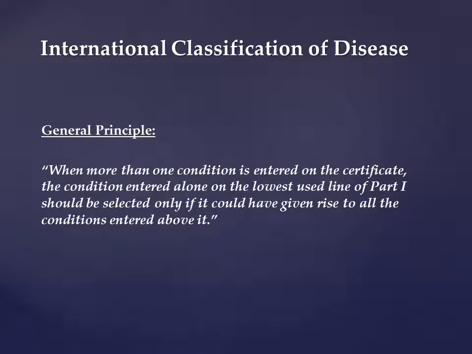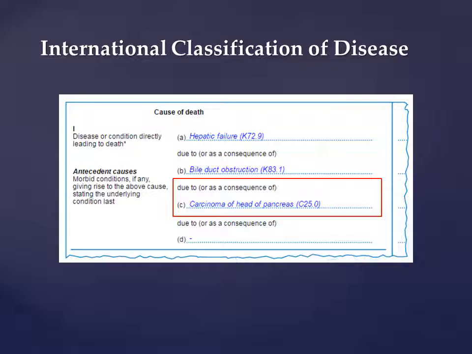There is a general principle in choosing the underlying cause of death. When more than one condition is entered on the certificate, the condition entered alone on the lowest line, part 1, should be selected only if it could have given rise to all the conditions entered above it. For example, the last line, that is the condition or disease that directly led to death, is the carcinoma of head of pancreas.